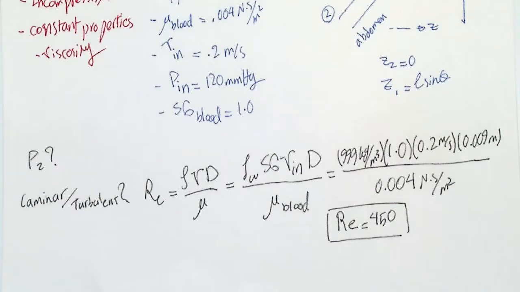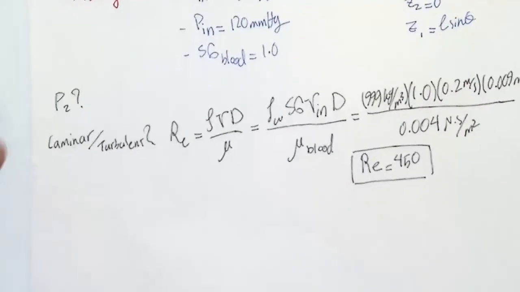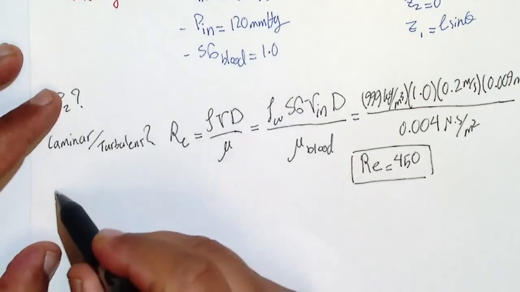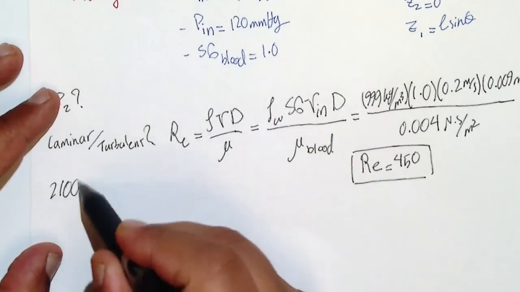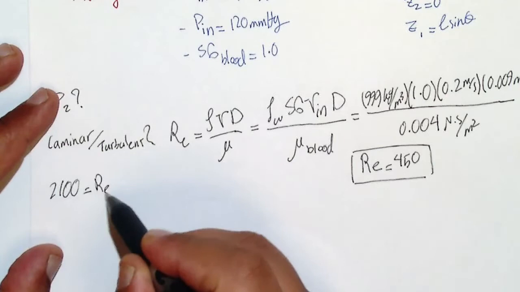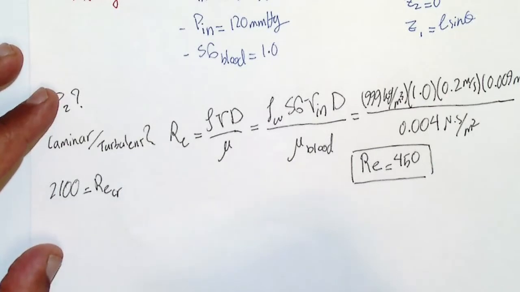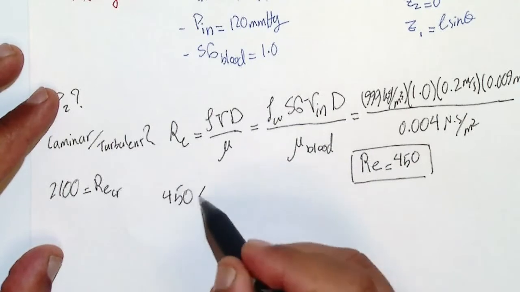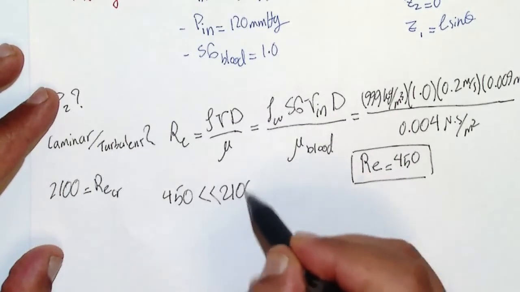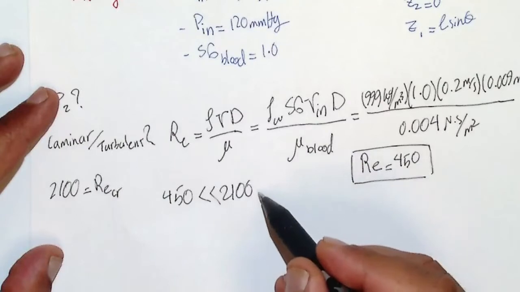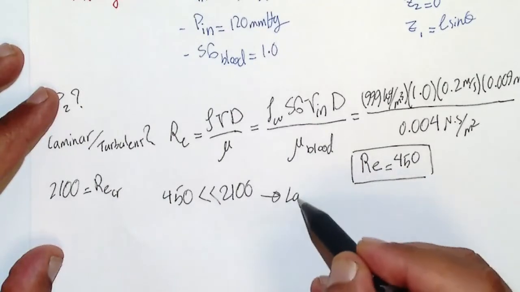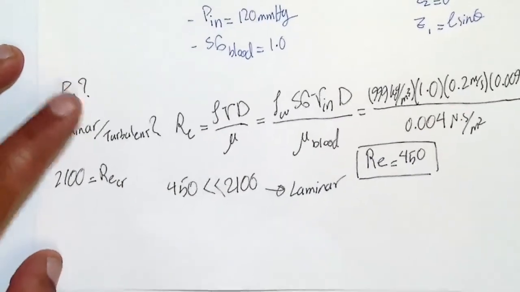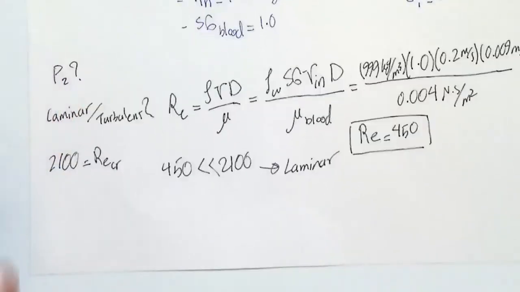Okay, so you found the Reynolds number. What's next? Compare that with the critical Reynolds number. Critical Reynolds is 2100. That is your Reynolds critical. After that you would have a transitional regime. But 450 is much less than 2100, which is your reference critical, and you can say that the flow is laminar. Okay, so you have to check it, even though the question mentions that the flow is laminar.